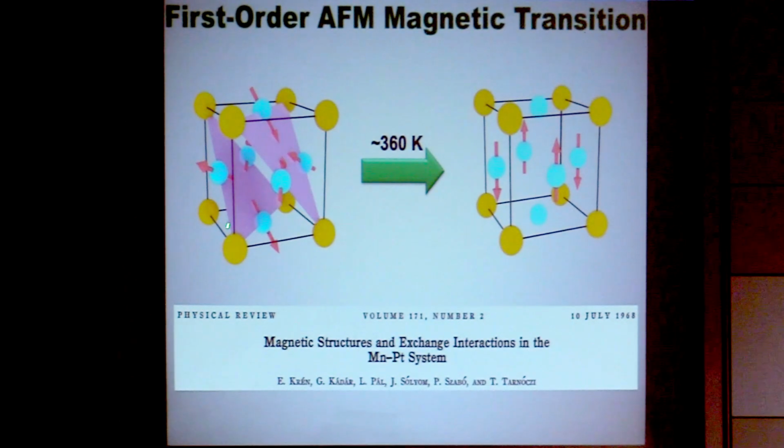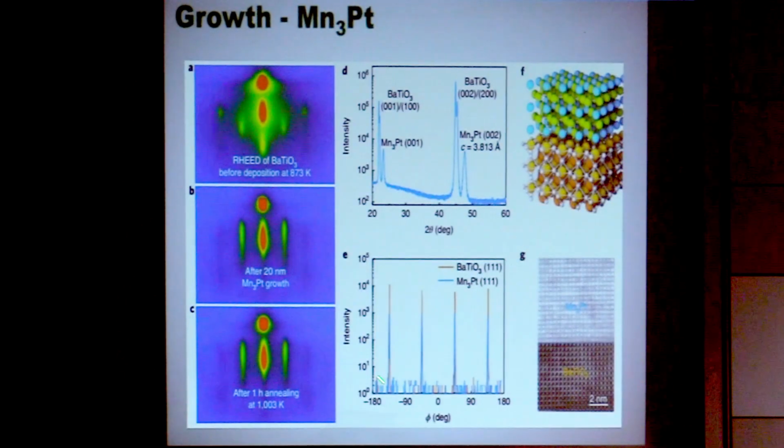The low temperature antiferromagnetic phase is non-collinear, and from theoretical calculations it has very large Berry curvature. Then it could have the so-called anomalous Hall effect. But in the collinear phase, the Berry curvature is trivial, so we don't have any anomalous Hall effect. We grew these Mn3Pt thin films epitaxially on barium titanate at high temperatures, around 600 to 700 degrees Celsius, and annealed at 700 degrees Celsius.